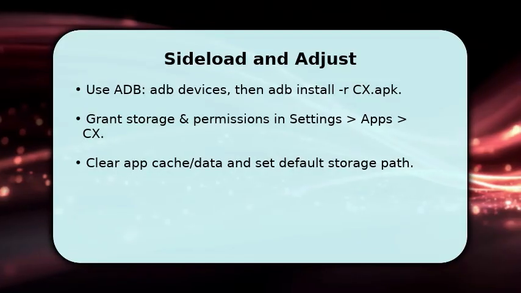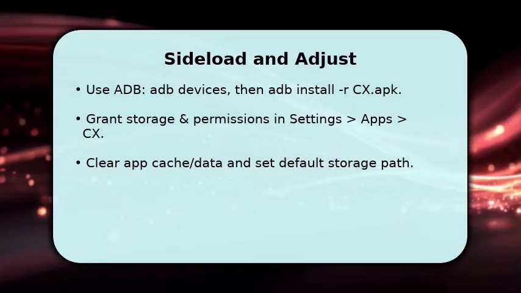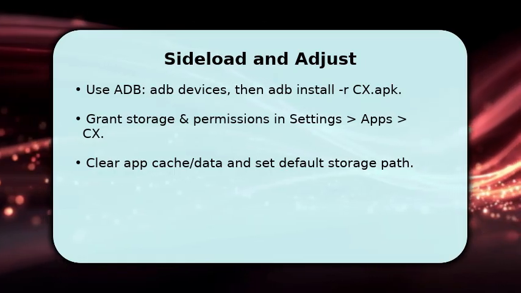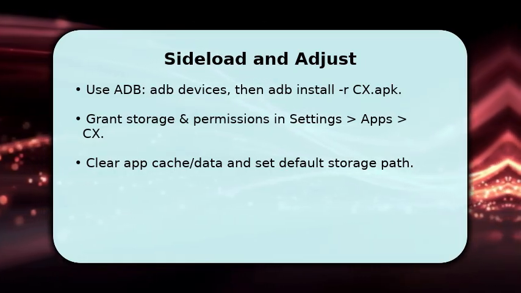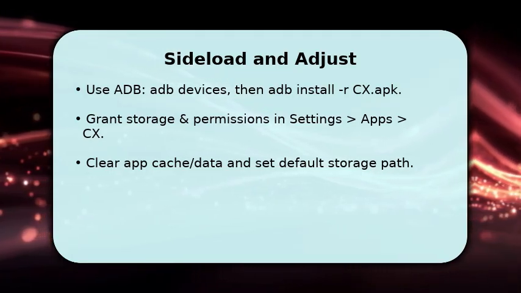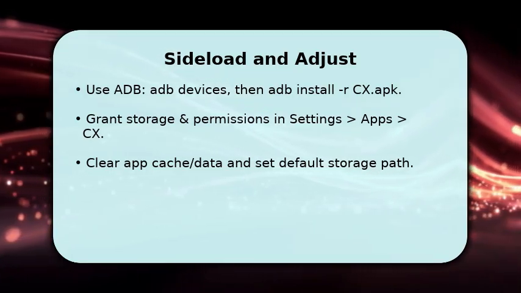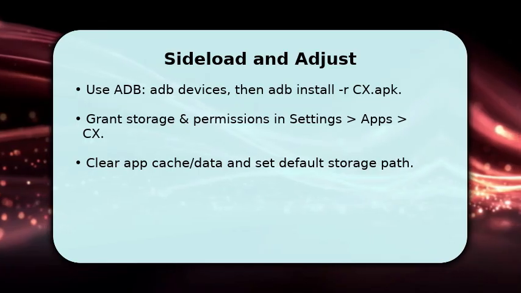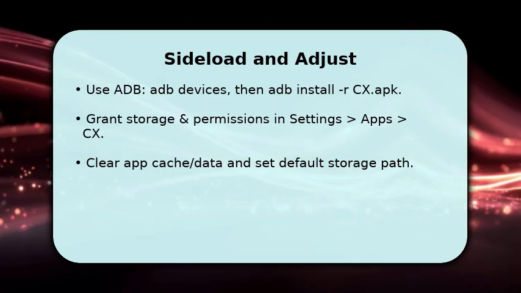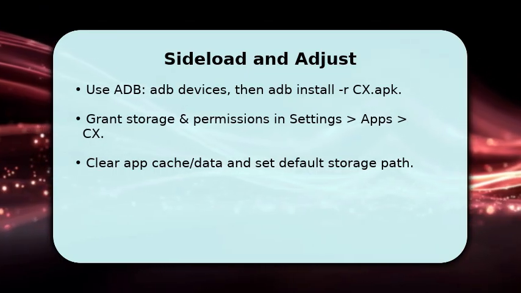Now you move into the core fix, sideloading and permissions. Open a terminal, run adb devices to confirm the headset is recognized, then execute adb install on the CX File Explorer app to replace or install the app. Next, inside the Quest 2 settings, go to Apps, open CX File Explorer, and manually grant storage and file access permissions so the app can read headset storage.